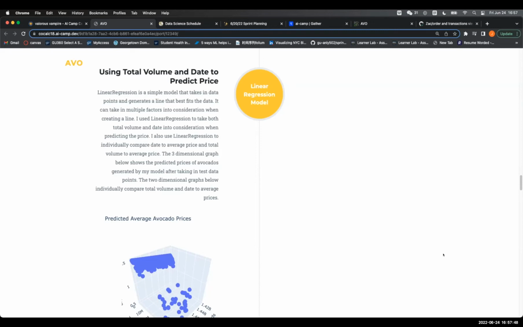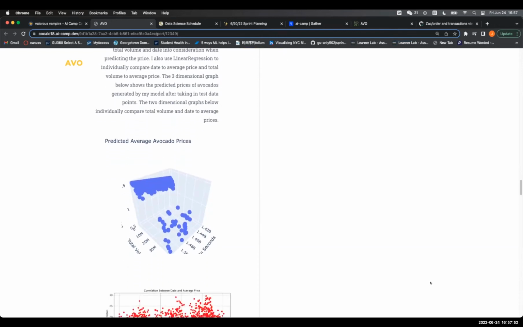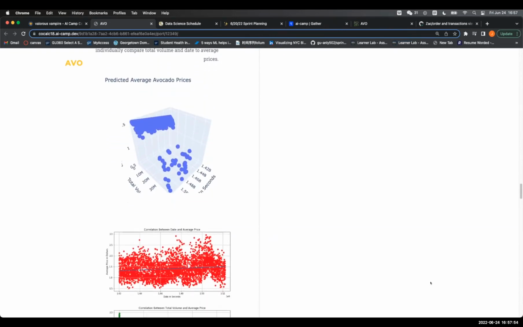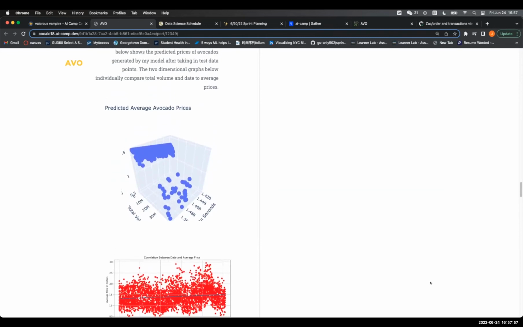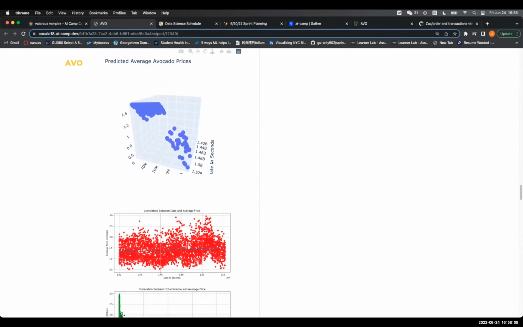Brent also used linear regression to individually compare date to average price and total volume to the average price. The three-dimensional graph below shows the predicted prices of avocados generated by Brent's model after taking in test data points. The two-dimensional graphs below individually compare total volume and date to average prices.